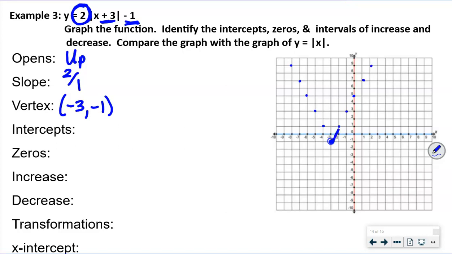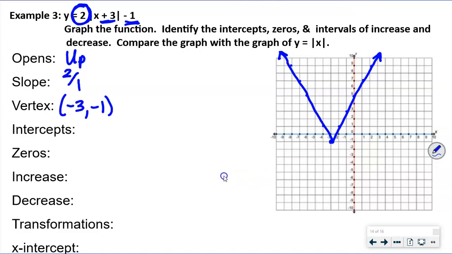So this is how I'm going to make a pretty accurate line freehand, okay? Keep going up 2 and over 1, okay? So there's my graph. And on this one, we can kind of see the intercepts, but let's go ahead and solve for them anyway.